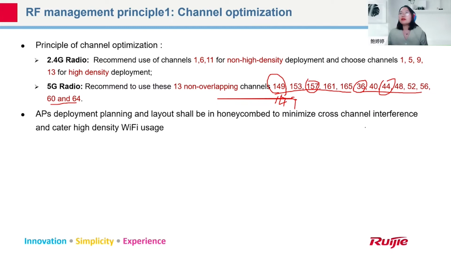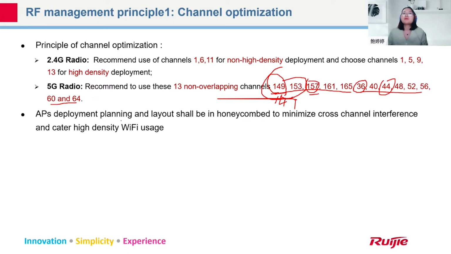And another one is why we don't use 149 and 153 at the same time, because on the 5G we can use some bonding technology to make the 20 MHz become 40. So in this scenario, we suggest to use this channel, and we can reserve this channel. Maybe in the future you need higher speed and you can use bonding technology. So this is the 5G.